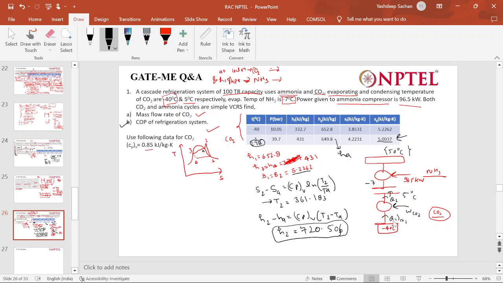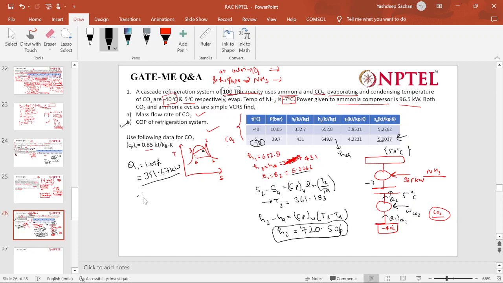Now, what is the Q1? Here, what you know? This 100 TR is what? Can anyone tell? Q1, sir. This is Q1, right? So, what is the Q1? 100 TR. TR you will convert to the kilowatt. In 1 TR, how much kilowatt is? 351.67 kilowatt. So it would be 351.67 kilowatts, right?